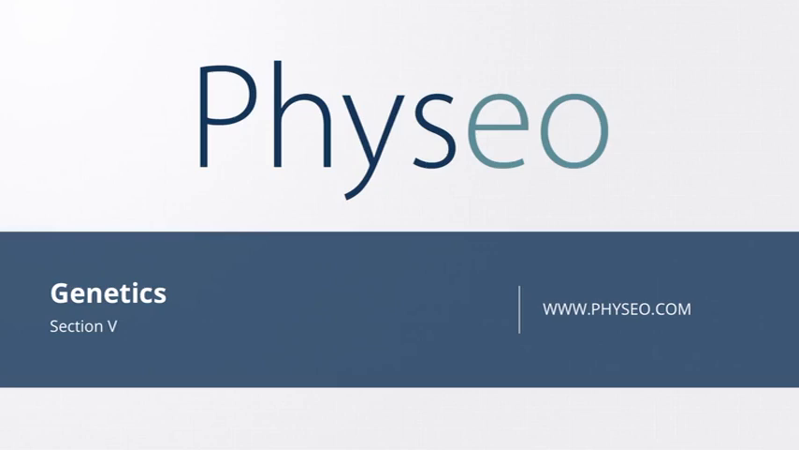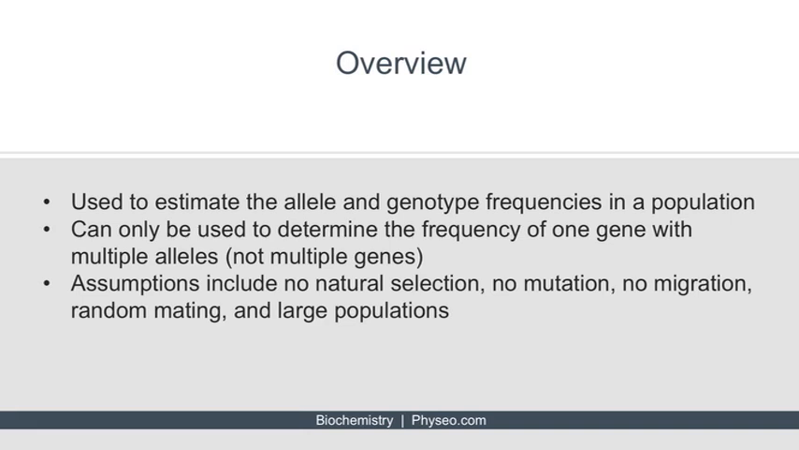Welcome to section 5 of genetics. In this section, we'll be discussing the Hardy-Weinberg principle. Let's get started. The Hardy-Weinberg principle is used to estimate the allele and genotype frequencies in a population.